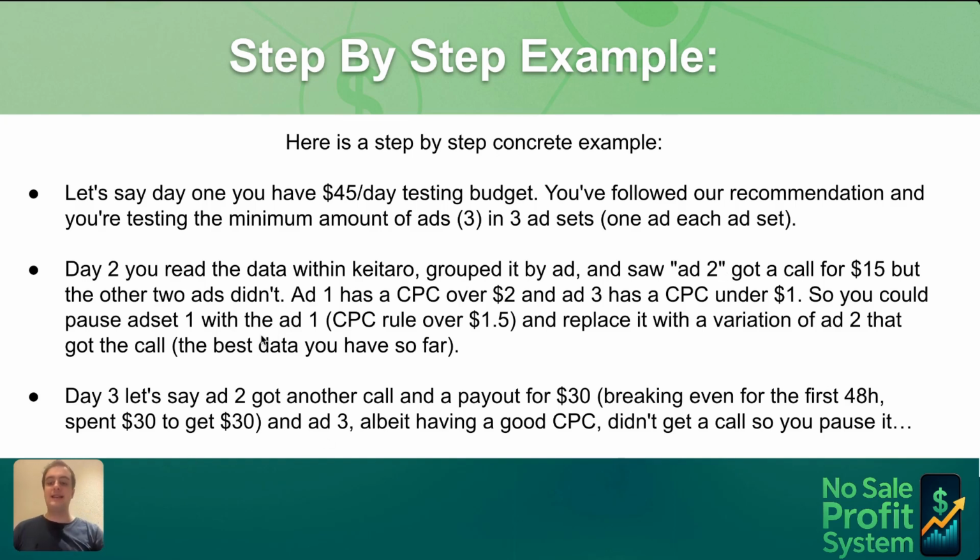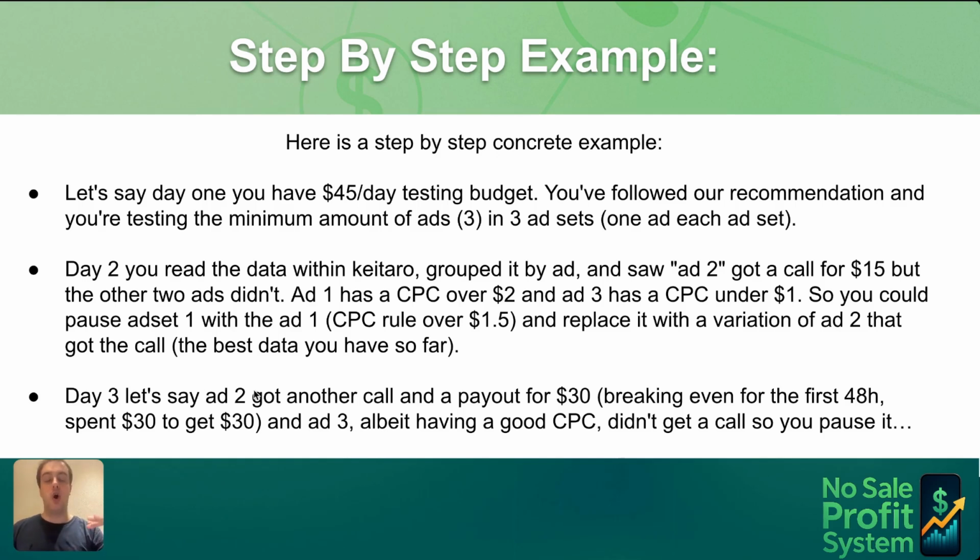Day three, let's say ad two got another call and a payout for $30. So the one that already got a call now had a payout as well, and it's breaking even for the first 48 hours. So essentially spend $30 to get $30. Because remember, day two, you got a call for $15, but no payouts. Now you got a payout for $30, which is the average payout. And also, you got another call.